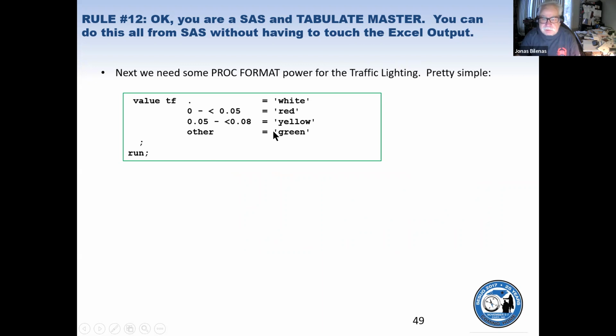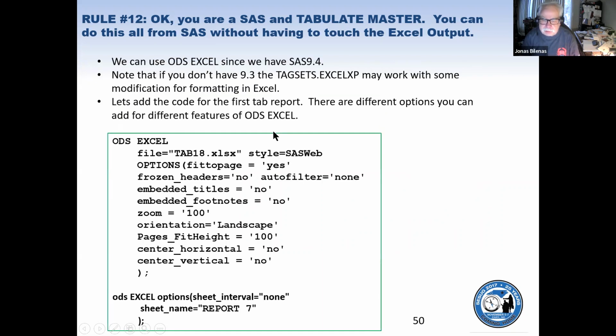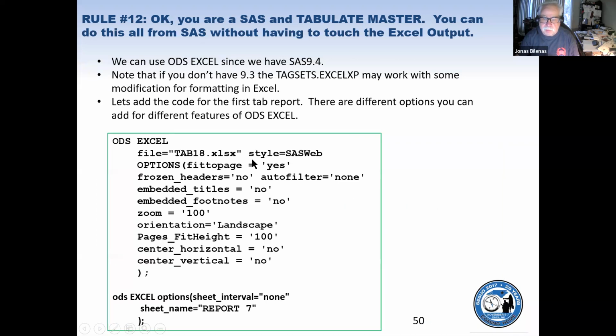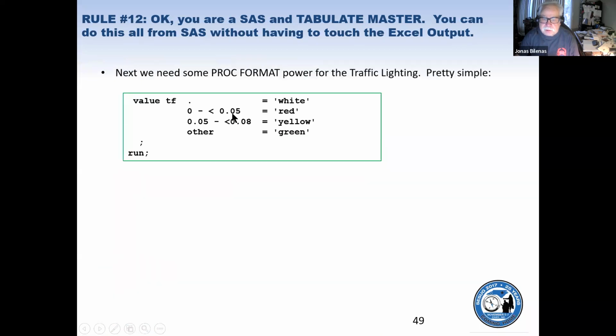And also with ODS Excel, you can look at the style. I like the SAS web style. It's a little blue and whatnot. So now this is the code. And here we put down the style for the background. Is this the format that we created here, TF? That's to handle the response rate. This is from 0 to less than 0.05. This is 0.05 to less than 0.08. That's how you deal with ranges.